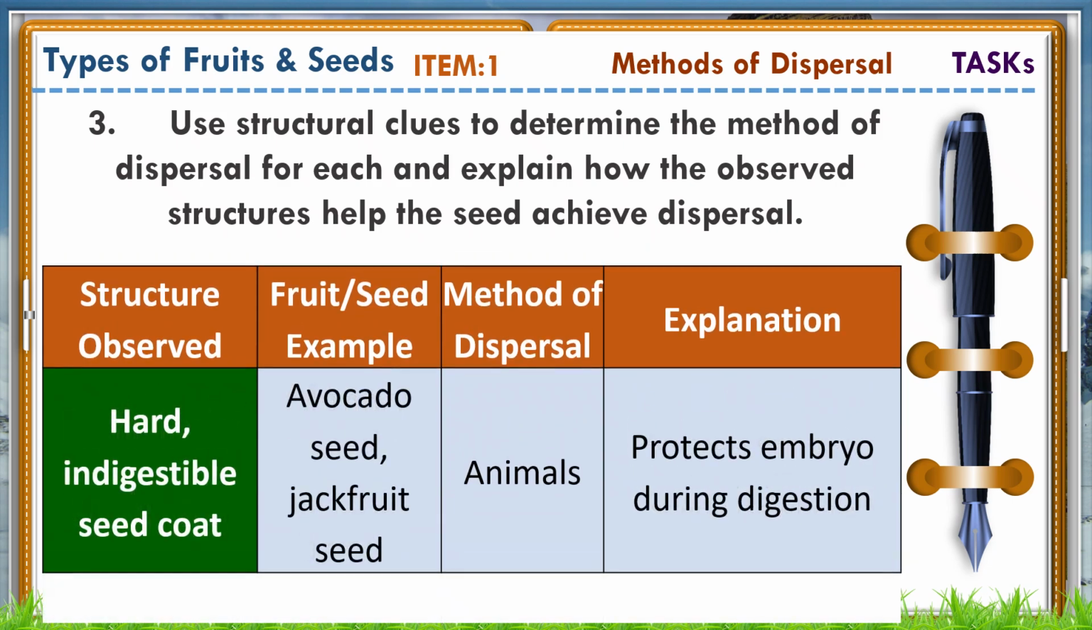Then we have other structures like the hard indigestible seed coat. These ones we find them in avocado seed, jackfruit seeds. The method of dispersal is by animals. How does the hard indigestible seed coat help in the dispersal of the seed? These protect the embryo during digestion so that the embryo is not digested.